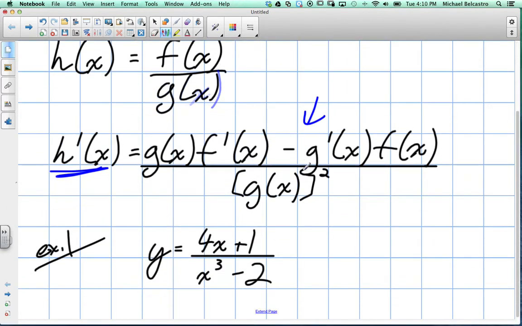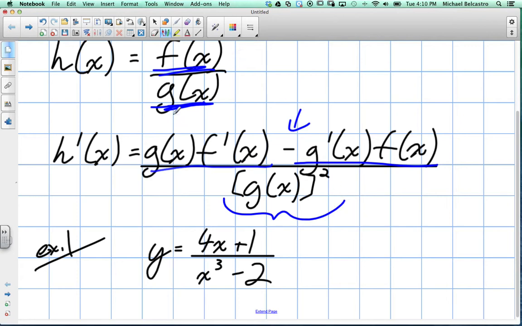So what we do is we take the g at x and multiply by the derivative of f at x. So we essentially derive the top, multiply by the bottom. That's the first part. We then subtract by deriving the bottom and multiplying by the top. That's the second part. And then all divided by the bottom, the denominator, squared.